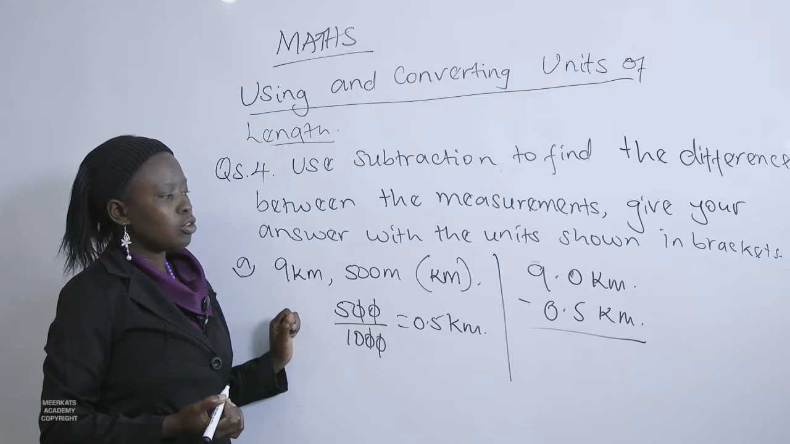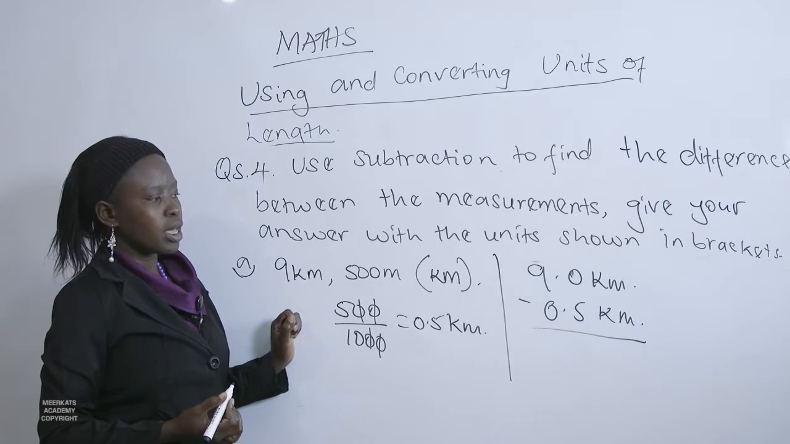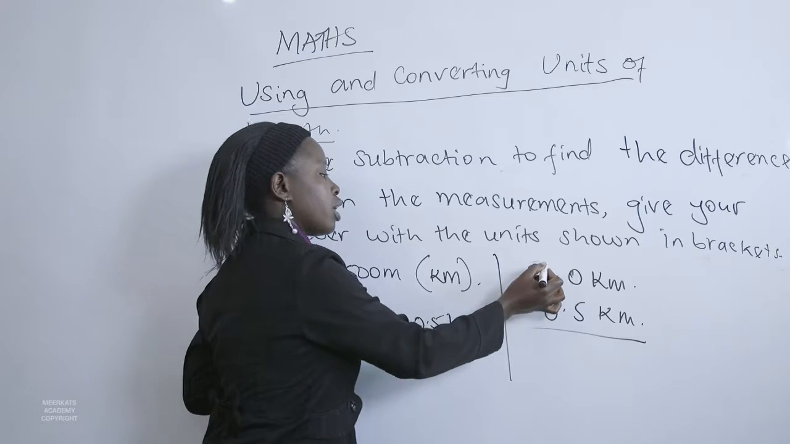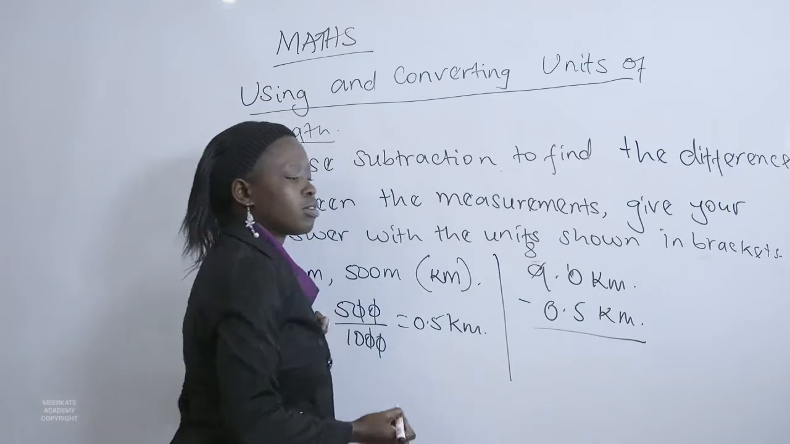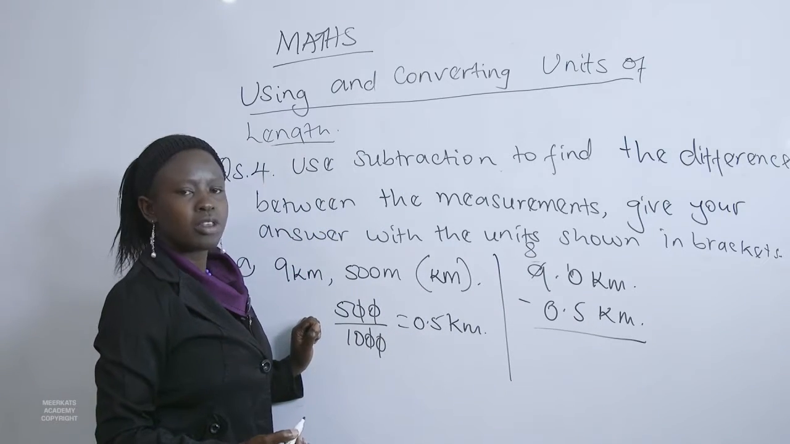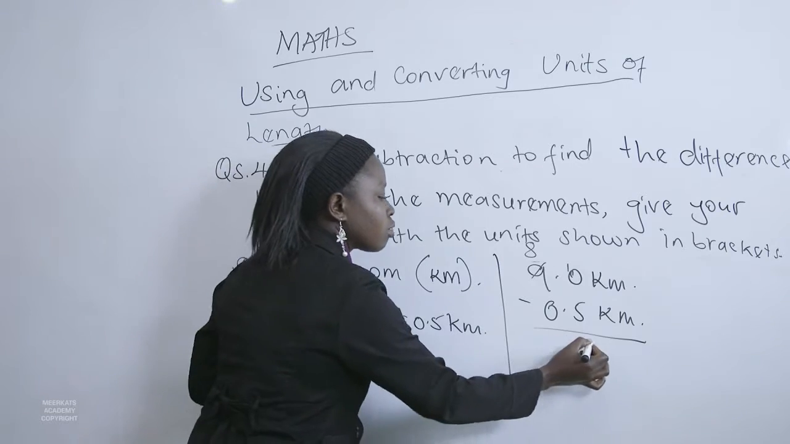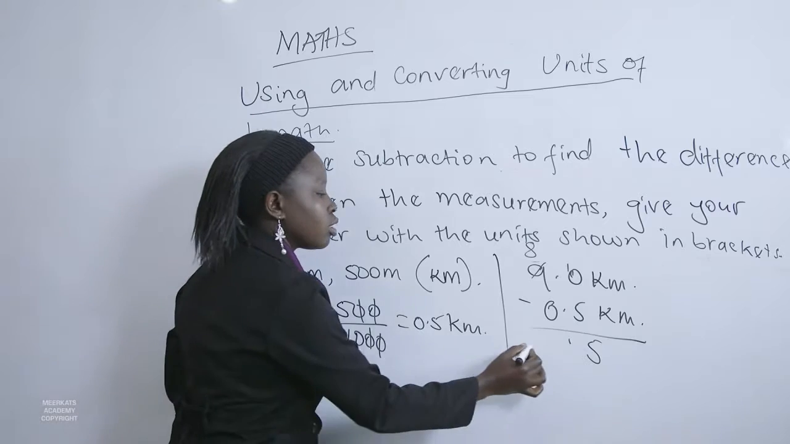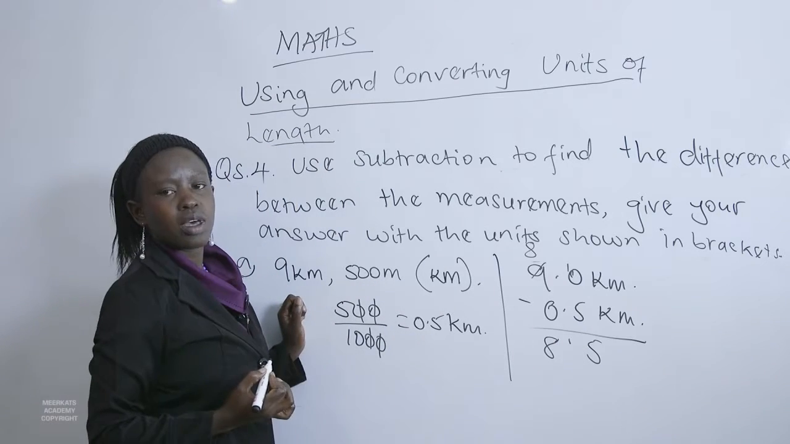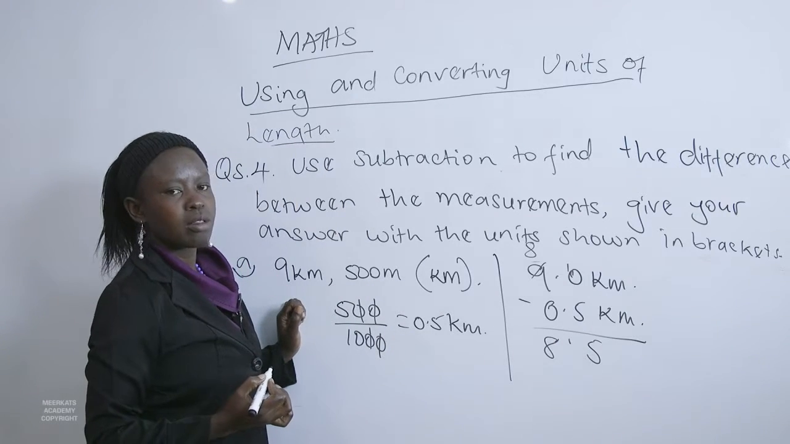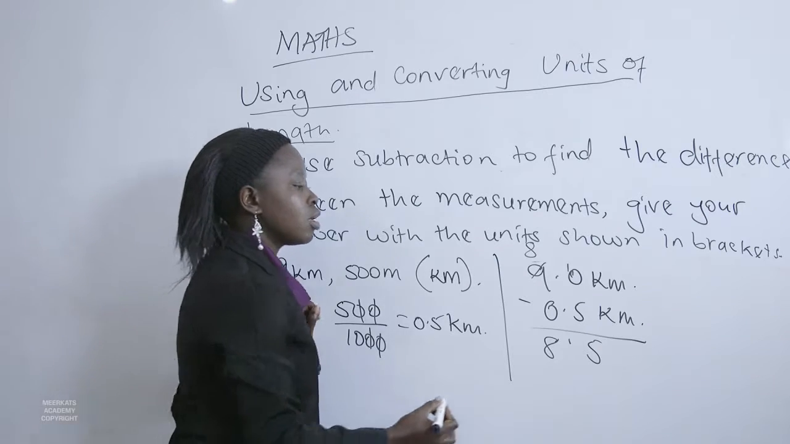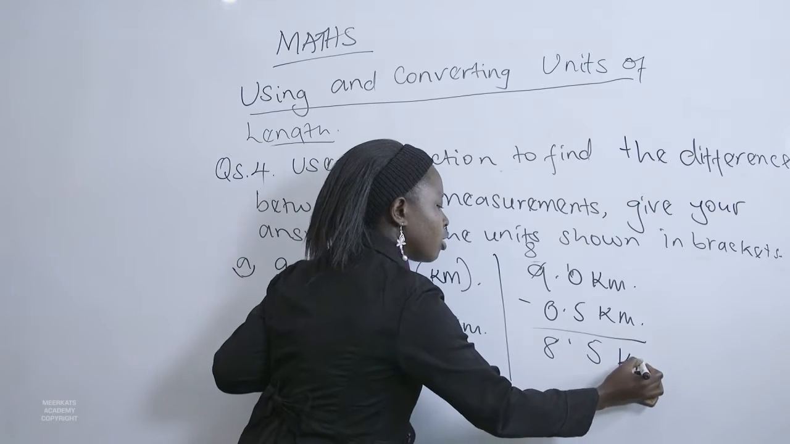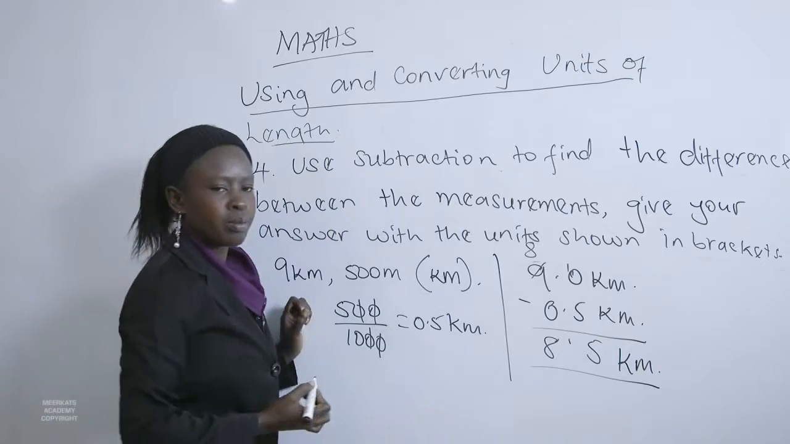So that gives us 9 kilometers subtract 0.5 kilometers. With that, we need to borrow 1 from 9, so that we are left with 8. And this makes our 0 a 10, so that we have 10 minus 5, which is 5. Then 8 minus 0 is 8. So that means 9 kilometers minus 0.5 kilometers gives us 8.5 kilometers.